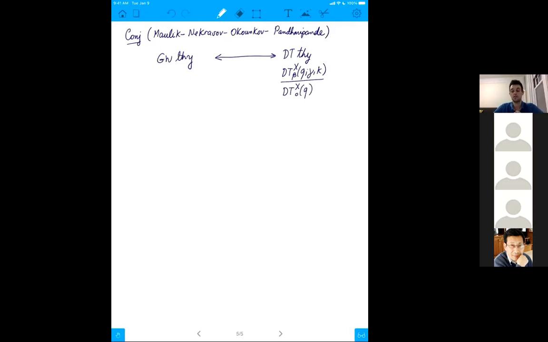So the DT theory of class beta divided by the DT theory of points. And they also conjecture that this is a rational function in Q. Whereas of course, the one where we do not divide by points is not a rational function, because this DT of X is not a rational function.